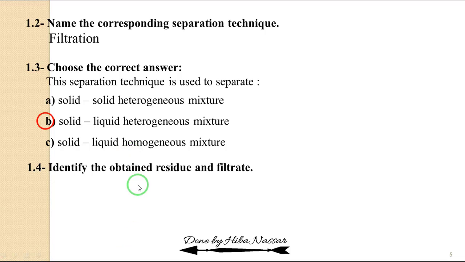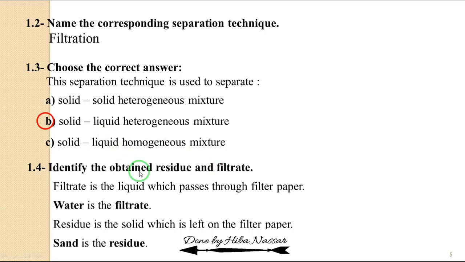1.4, identify the obtained residue and filtrate. Filtrate is the liquid which passes through the filter paper. So water here is the filtrate. Residue is the solid which is left on the filter paper. So sand is the collected residue.